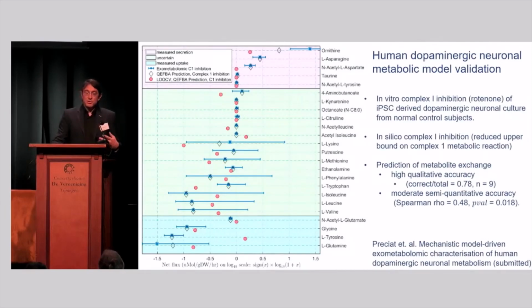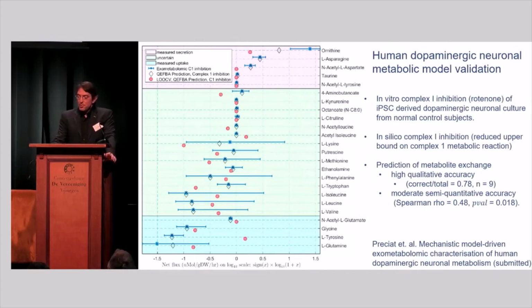And so this is showing you now the rate of uptake and secretion. The predictions are in red there. The diamonds, the blue with the error bars, are what the measurements are. The diamonds are just showing that we can fit with all the data, and the red is the leave-one-out cross-validation. So what you see here in the end of the day is pretty good qualitative accuracy, and most importantly, I think, what we call moderate semi-quantitative accuracy.